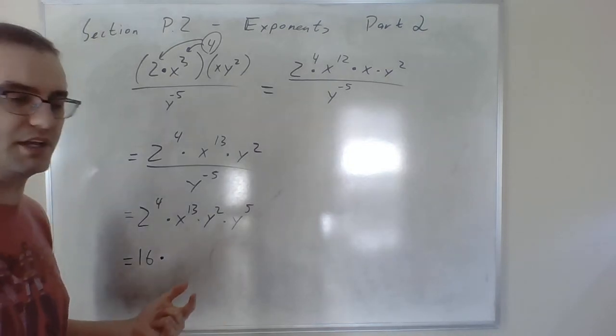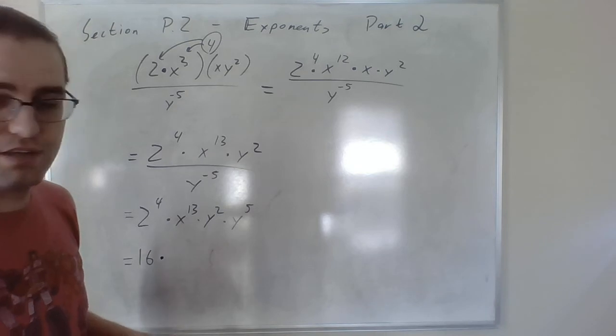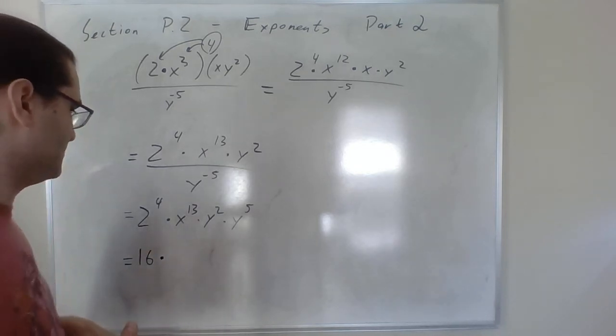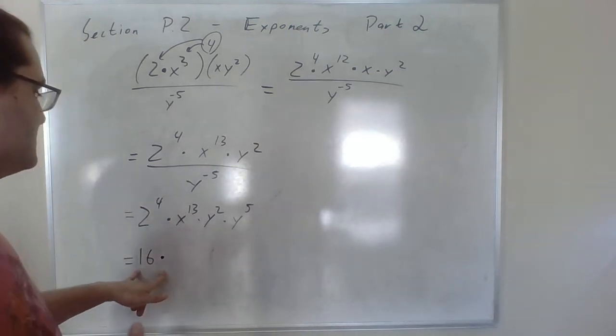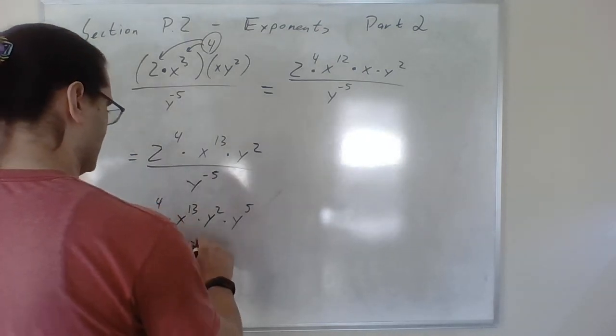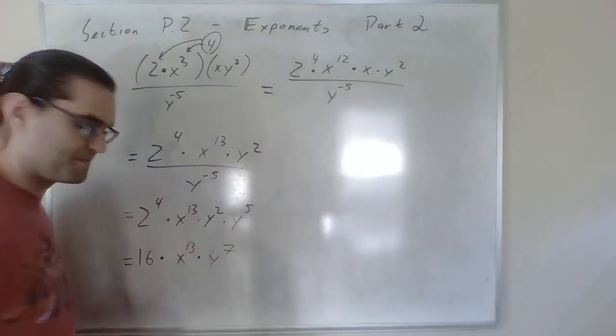If you end up with something like 3 to the 11th, don't try to tell me what 3 to the 11th is. I don't know. And I don't really expect you to either. But 2 to the 4th is reasonable. That's something I can expect you to do with a pencil and paper. That's 16. X to the 13th is going to hang out, and then this will be y to the 7th.